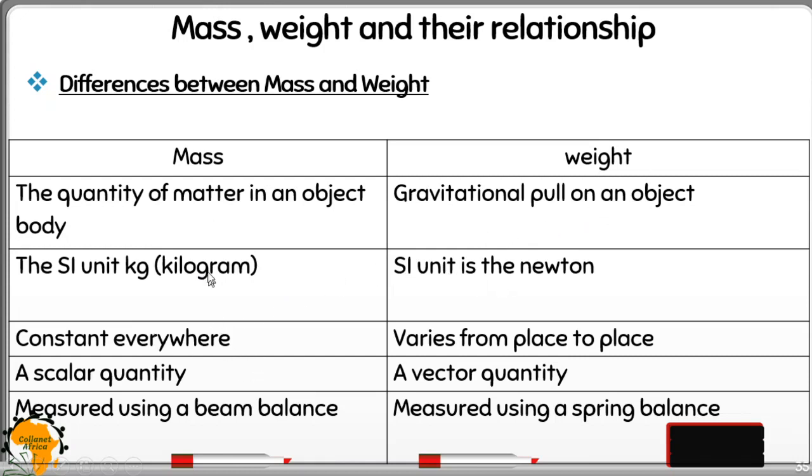We have also mentioned that mass does not change. It is constant everywhere, but weight varies from place to place. This one has magnitude alone, and therefore it is a scalar quantity. But weight, being a force, has both magnitude and direction, and therefore it is a vector quantity. Then finally, mass is measured using a beam balance, while weight is measured using a spring balance that is calibrated in newtons.